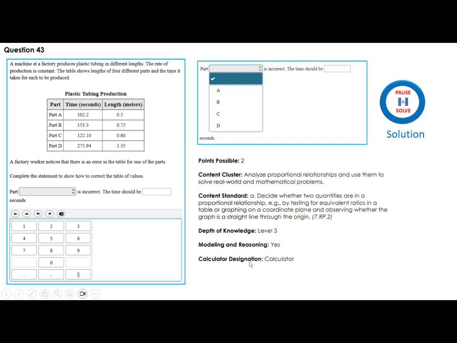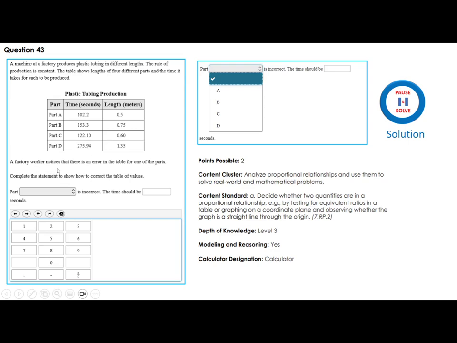This is an interesting question. A machine at a factory produces plastic tubing in different lengths. The rate of production is constant. That's important. The table shows lengths of 4 different parts and the time it takes for each to be produced.